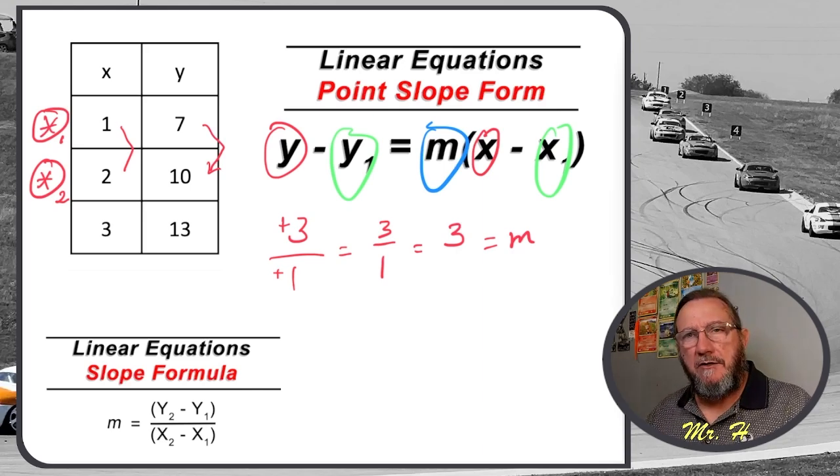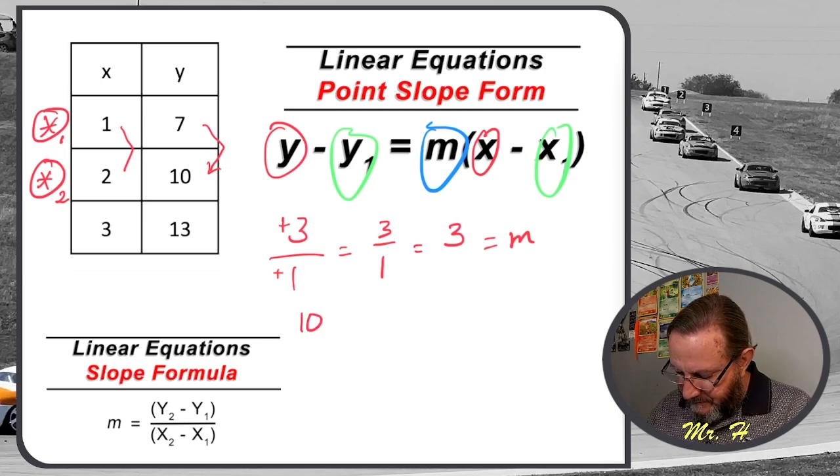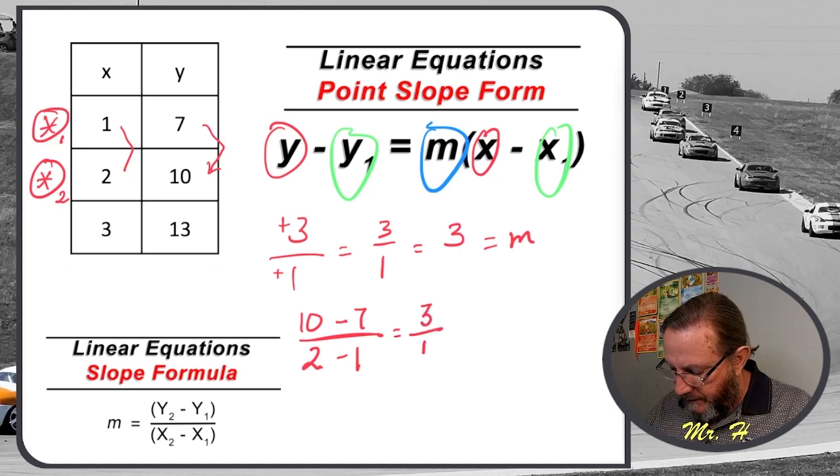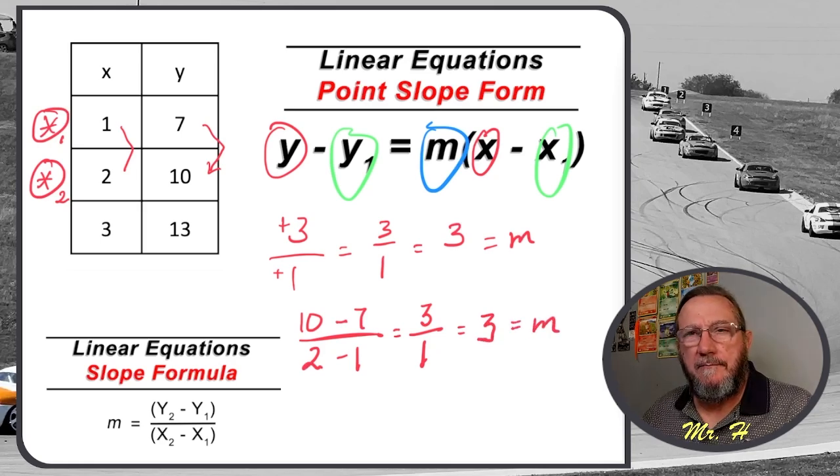Say, Mr. Harrington, you're not using the formula. Okay, well, let's use the formula then. The y of the second point, that's 10, minus the y value of the first point, 7, over the x of the second point, 2, minus the x of the first point, 1. 10 minus 7 is 3. 2 minus 1 is 1. And look at that. We still get our slope of 3.